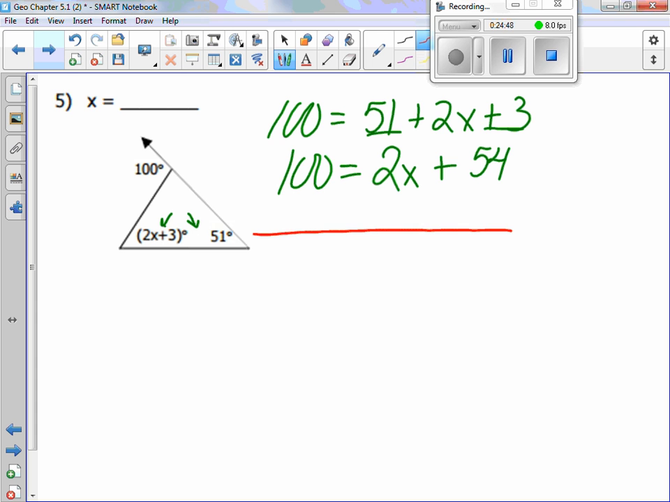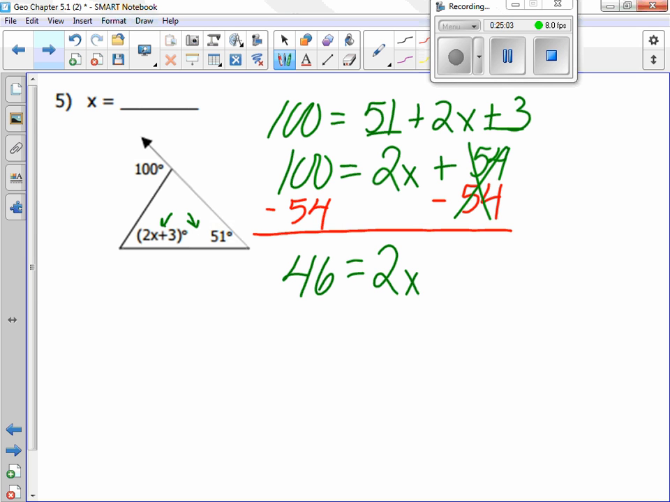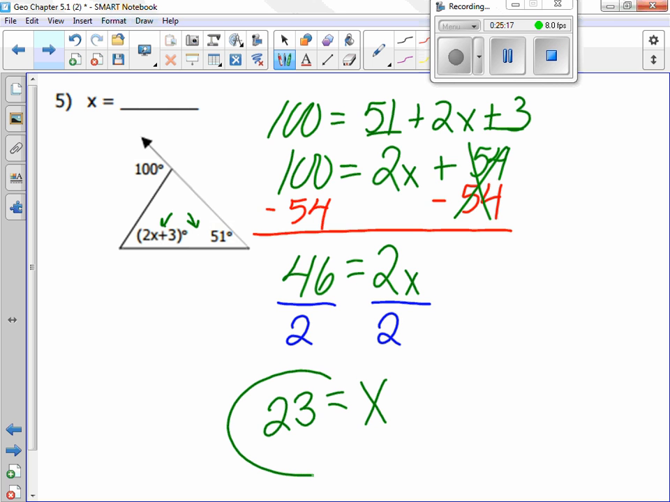What do we need to do to get the value of x by itself? Subtract 54 from both sides. And if we do that, these cancel. 2x equals 100 minus 54, which would be 46. And at this point here, we would divide both sides by 2. That'd get x. 46 divided by 2 would be 23. So the value of x for this problem here would be 23.